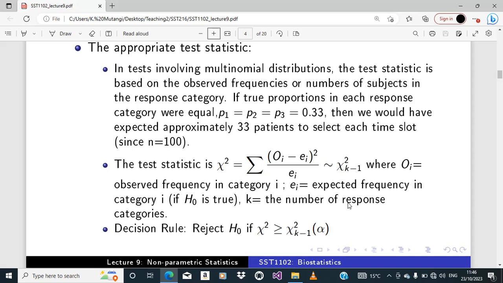Okay, so the test statistic is as given, and the issue is how to get the expected frequencies. We use E_i equal to N p_i, where N is the total number of observations, which is 100 in this case, and p_i is the appropriate proportion for each of the classes. So this is what we are going to do. Our decision rule in general will reject H0 if chi-squared is greater than or equal to the critical value, chi-squared with k minus 1 degrees of freedom at a level of significance alpha.